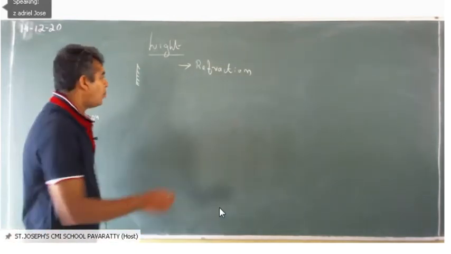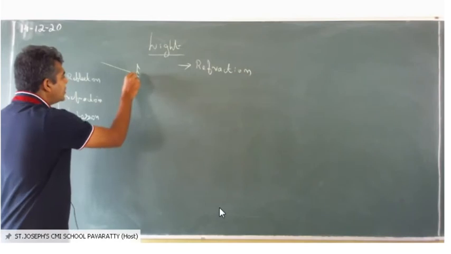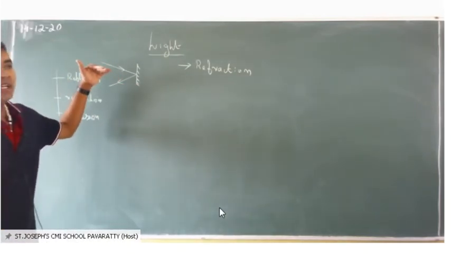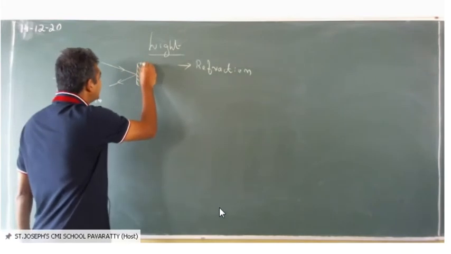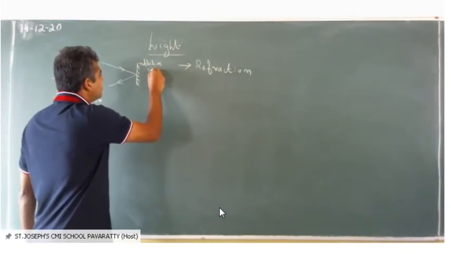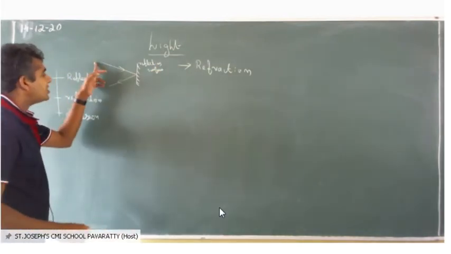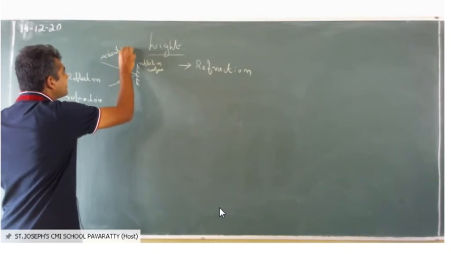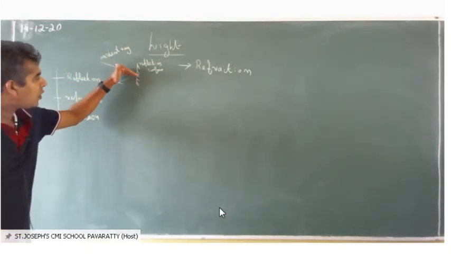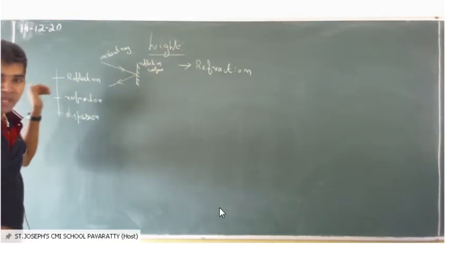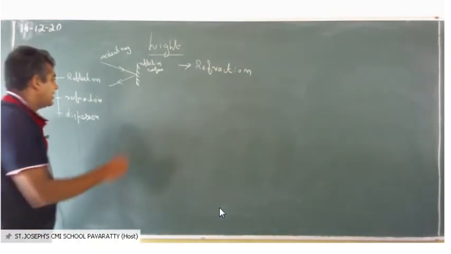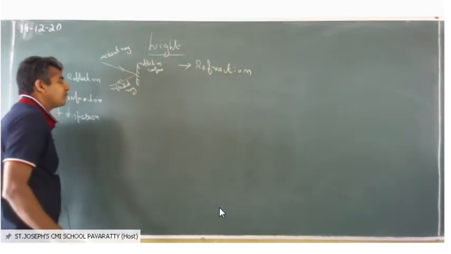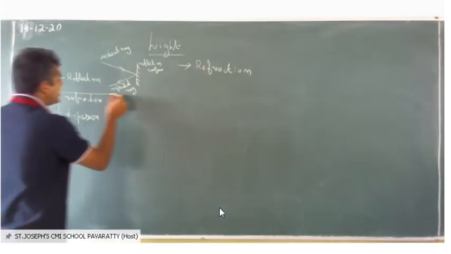No, it is not changing direction. When light falls on a surface, it will be returned back. This is reflection. When light falls on a reflecting surface, the light which falls on it is known as the incident ray. When an incident ray falls on a reflecting surface, it will be returned back. That phenomenon is known as reflection. The returned light ray is known as the reflected ray. Are you with me? Okay, that is reflection.